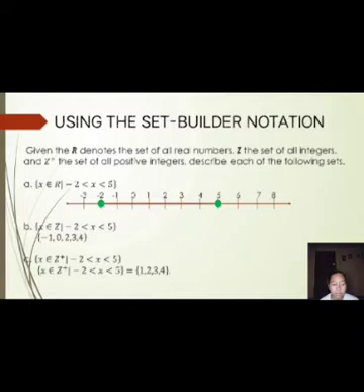Using the set builder notation, given that R denotes the set of all real numbers, Z the set of all integers, and Z plus the set of all positive integers, describe each of the following sets.